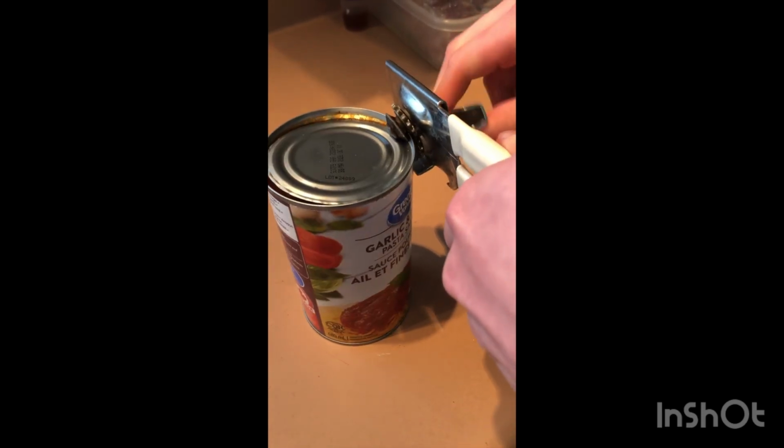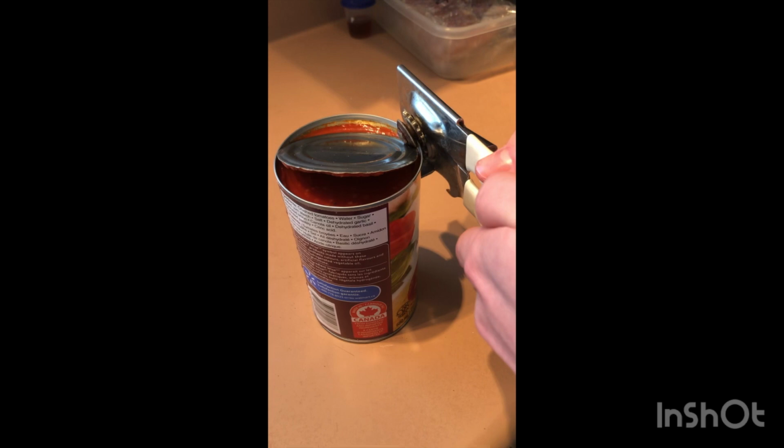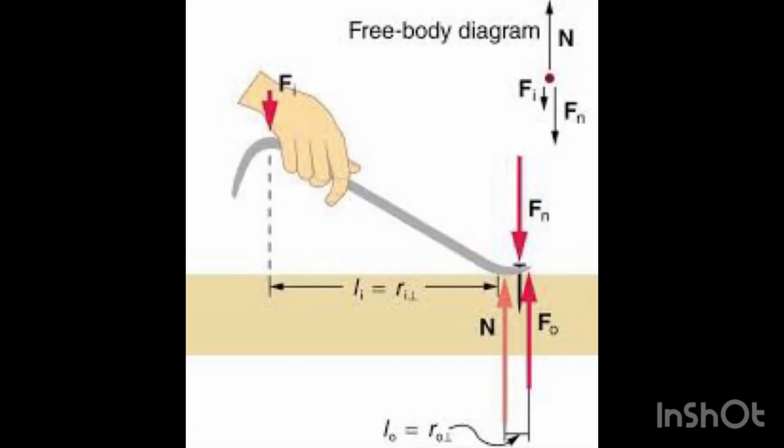A can opener is an example of a compound machine. It has a wheel and axle, a lever, and a wedge. The handle on the can opener acts as the lever. When the user presses down on the handle, it applies force to the cutting mechanism.